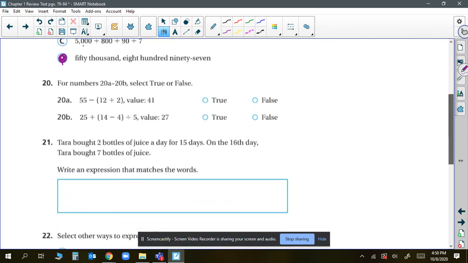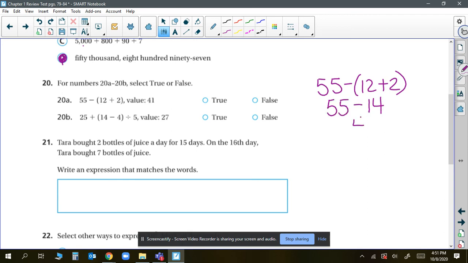All right, so number 20. For 20A, what we need to do in this case, once again, like I said, if it's a true or false, what I like to do is actually just solve the problem. So I'm just going to rewrite it over here. 55 minus the sum of 12 plus 2. And they're looking at a value of 41. So let's see if that's what we get. We have to do our parentheses first. So we're going to get 14. Bring down our 55 minus 14. And we are going to get 41. So that's true.